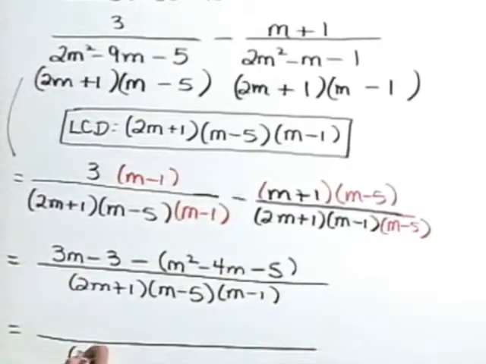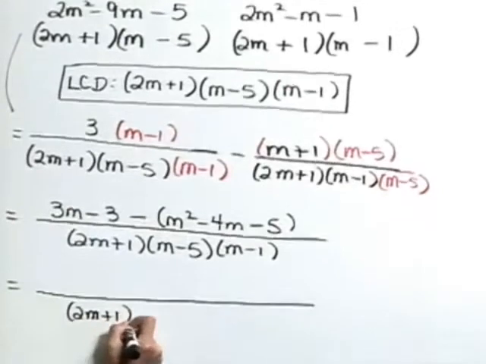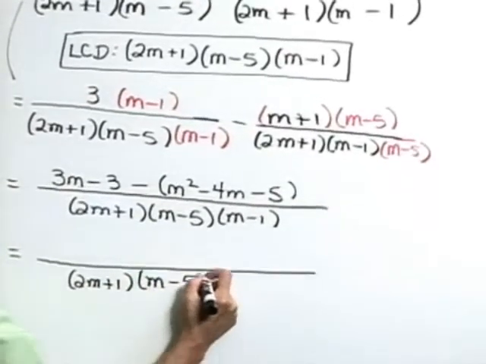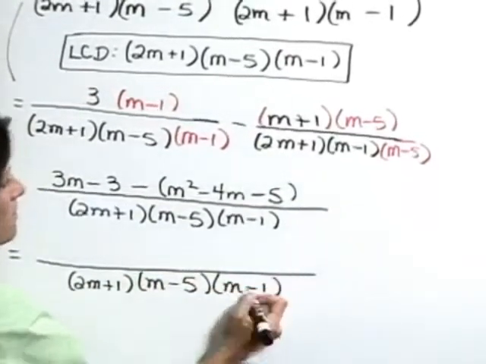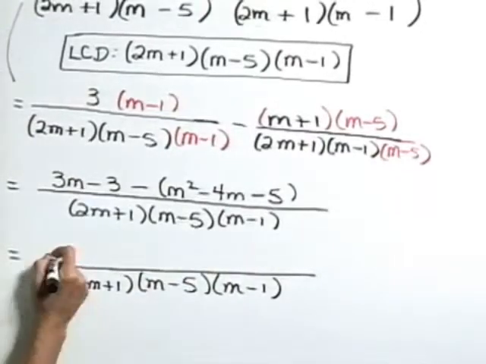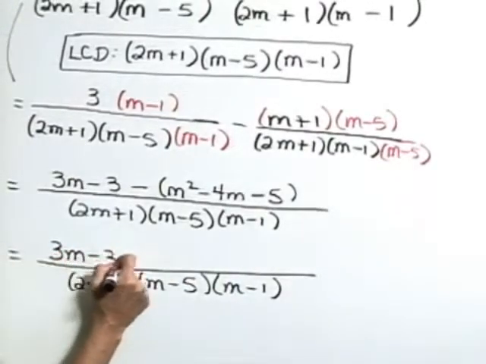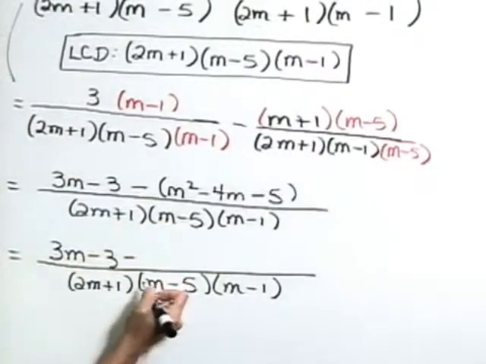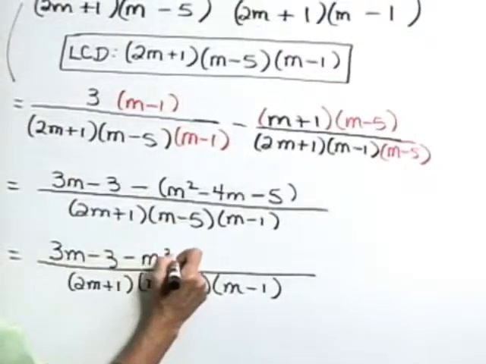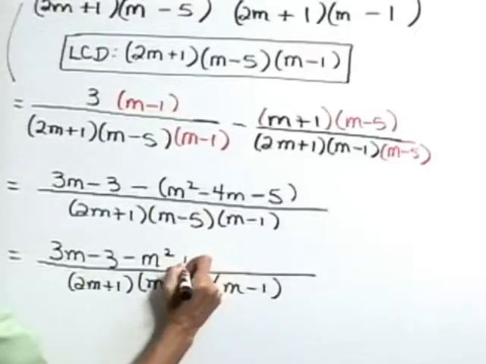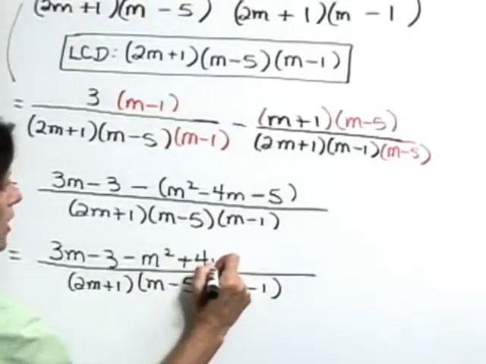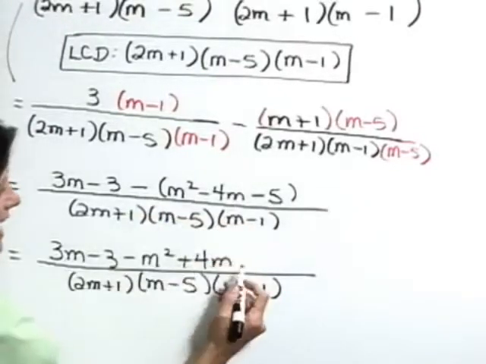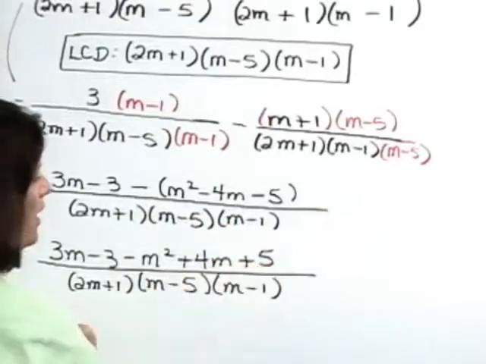As a next step, let's just recopy that denominator and continue to simplify the numerator. As a next step, I'm going to distribute that minus sign through. So we have a 3m minus 3 minus m squared minus a negative 4m is plus 4m minus a negative 5 is plus 5.